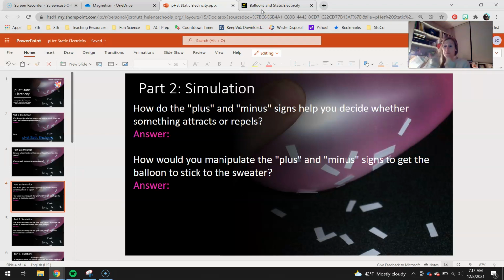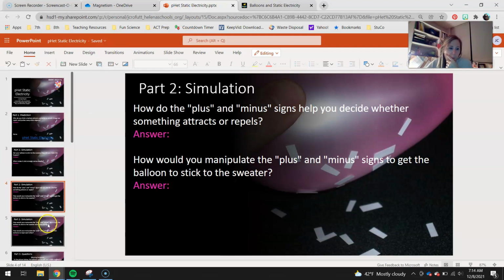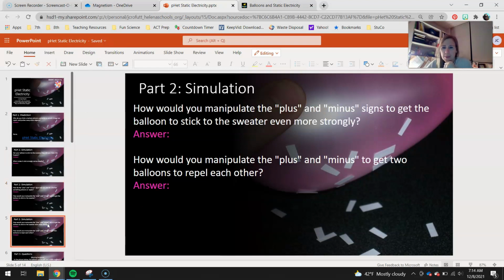Attracts means that it comes towards it, and repels means that it pushes away from it. When we talk about gravity being a force, that's an attractive force because it pulls things towards it, versus repulsion, which would be pushing something away. Okay, and then how would you manipulate the plus or minus signs to get the balloon to stick to the sweater? Once you get the balloon to stick to the sweater, take a look at those plus and minus signs. What did you notice about them? How would you manipulate the plus and minus signs to get the balloon to stick to the sweater even more strongly?